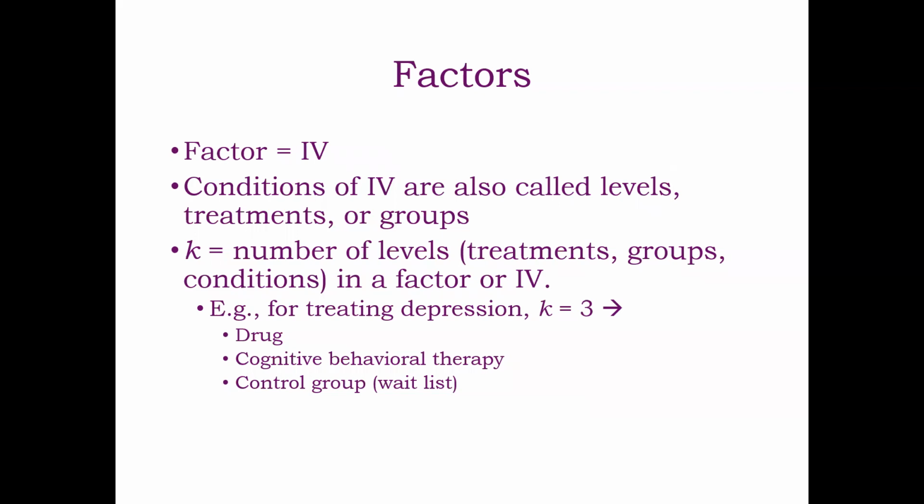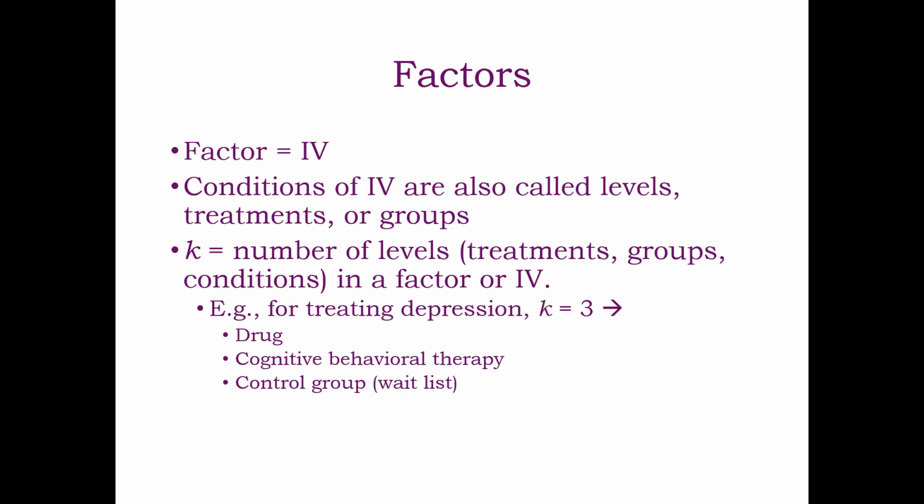So in our example, we had the independent variable, our factor, was type of television, and we had 3 groups: drama, documentary, and control. We could also call those 3 levels. K is used to indicate the number of levels. So in our example, K was equal to 3. Another example would be depression. Say you randomly assigned participants that came to a clinic to either receive a medication, cognitive behavioral therapy, or a waitlist control group. Okay, that will also be 3 groups.